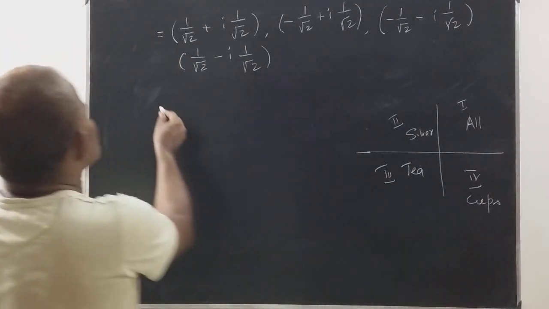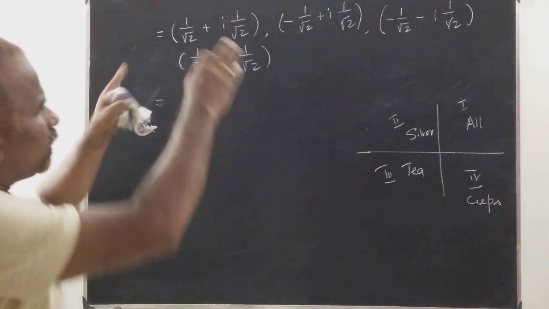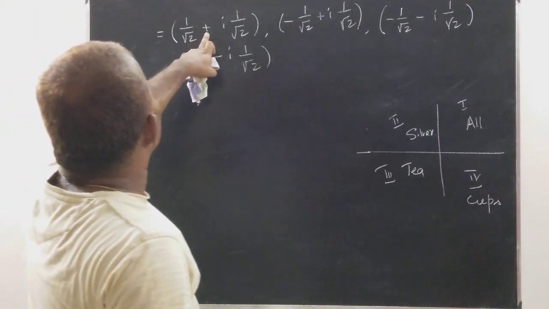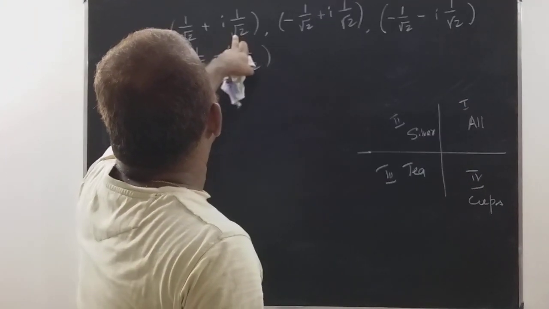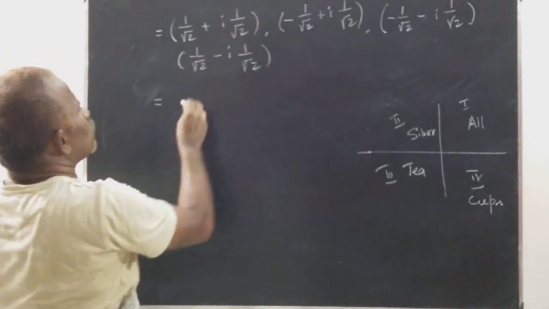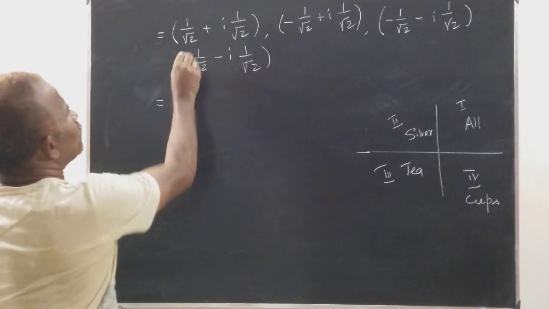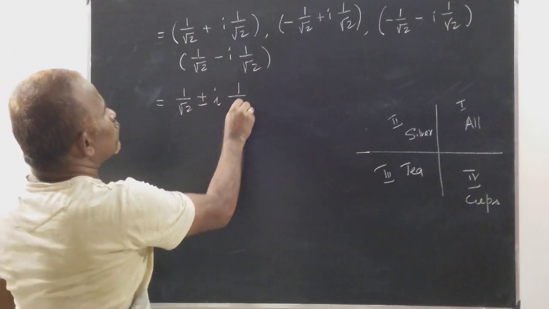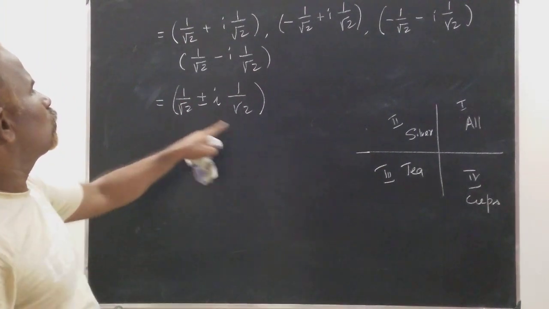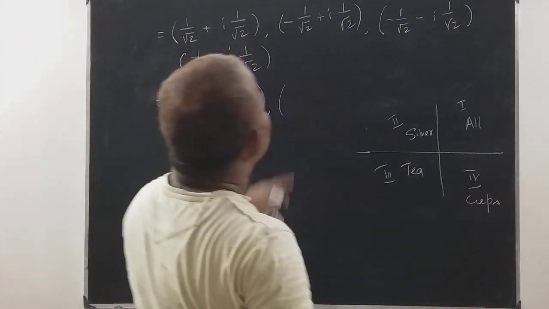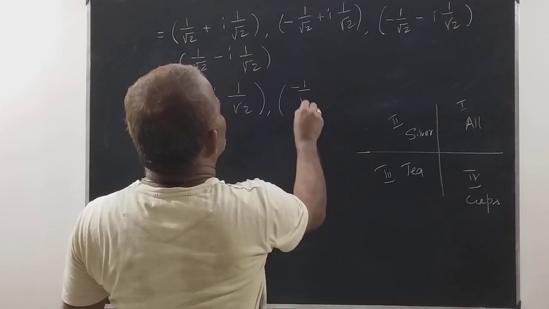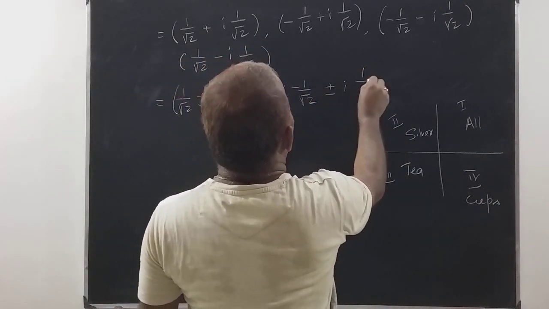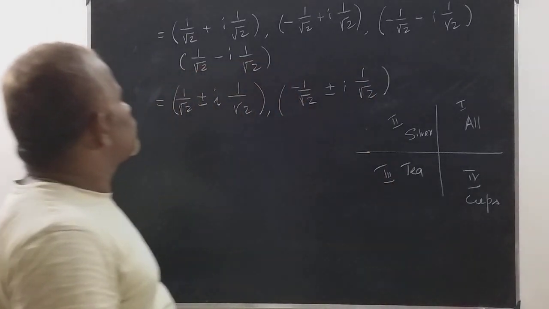Okay, so here imaginary roots always occur in pairs. Always imaginary roots occur in pairs. 1 by root 2 plus i 1 by root 2, here 1 by root 2 minus i 1 by root 2. Therefore 1 by square root of 2 plus or minus i 1 by root 2, there are two roots. Similarly here minus 1 by root 2 plus or minus i into 1 by root 2.